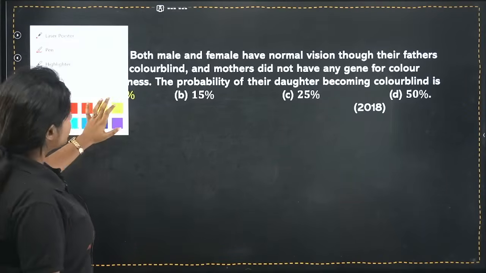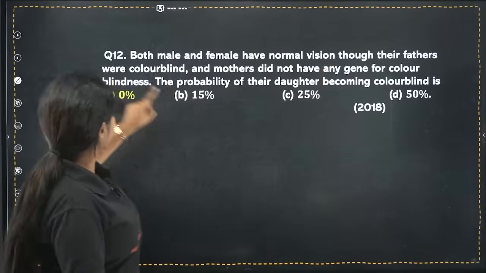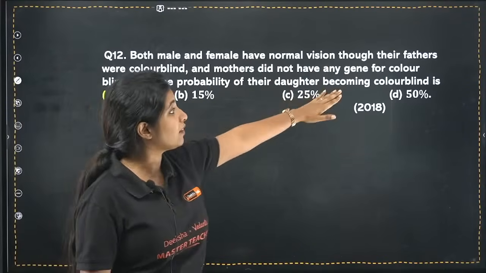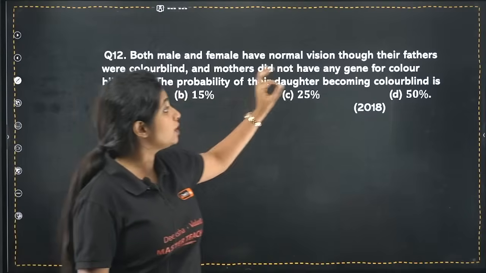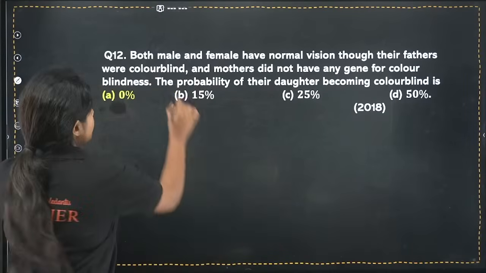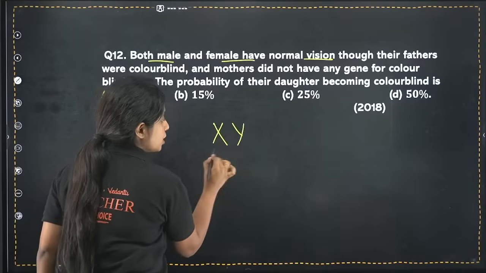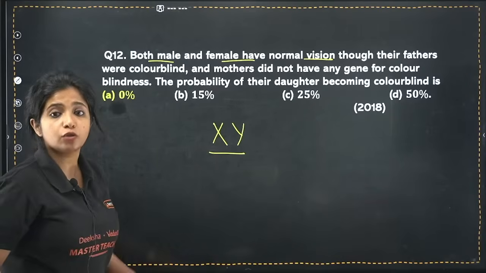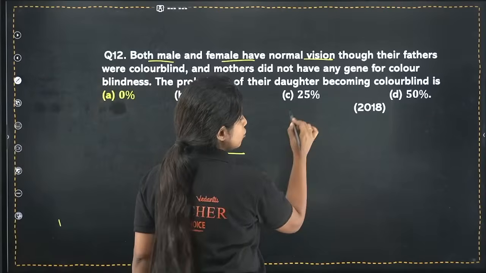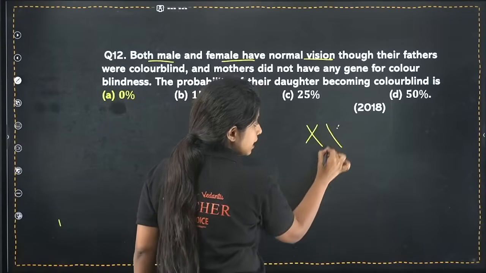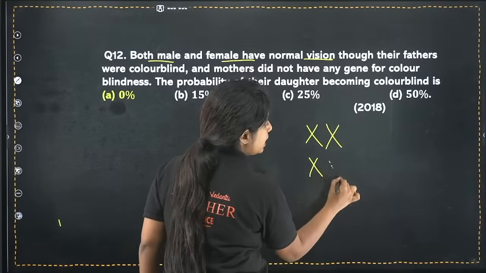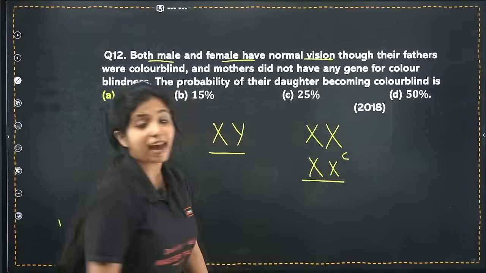Okay, now both male and female have normal vision, though their fathers were colorblind and mothers did not have any gene for colorblindness. The probability of their daughter becoming colorblind is what? When I say a male has normal vision, he has to be like this, there is no option. But when I say a female has normal vision, she can be like this or she can be like this also. She can be a carrier.